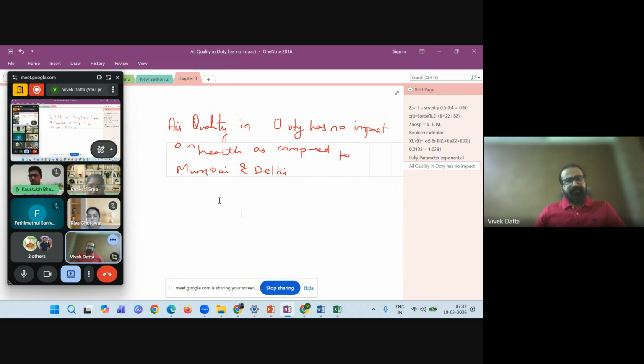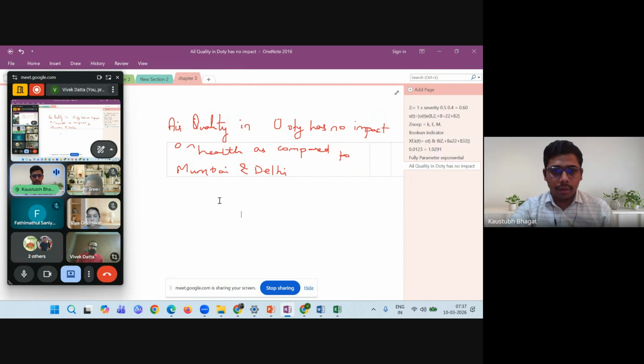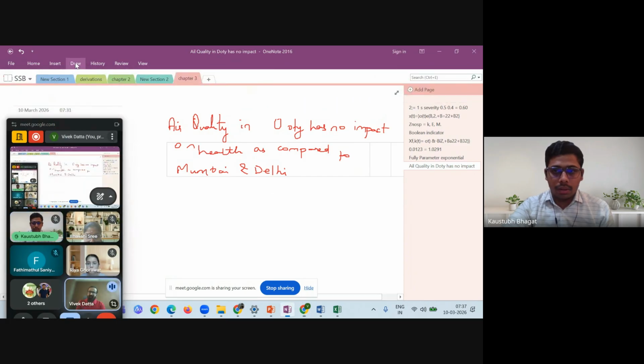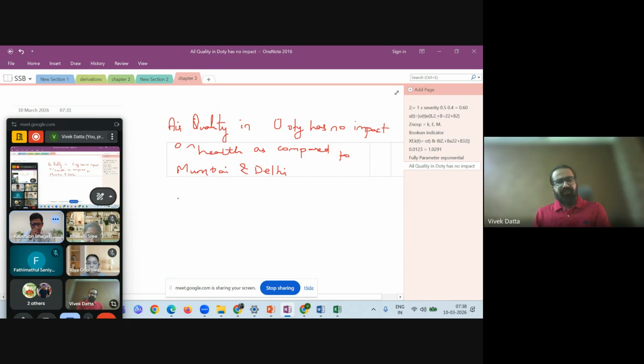Yes, Kaustav. Yes, sir. Considering it as indicator only, Ooty has no impact on health as compared to Mumbai and Delhi. So can we equate that because it has no impact? If we assign Z1, Z2, Z3 to each of them, and let's say Z1 is for Ooty, Z2 is for Delhi and Mumbai. Okay, so you said ZO, ZM, and ZD. How will you write for Delhi?